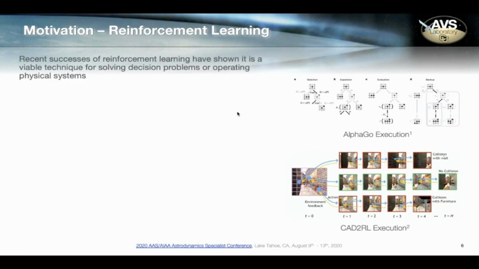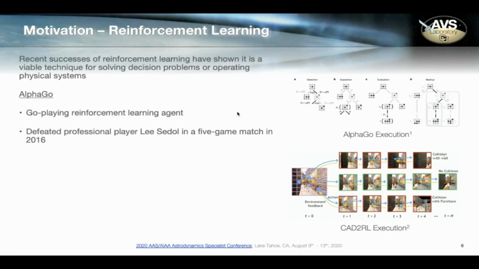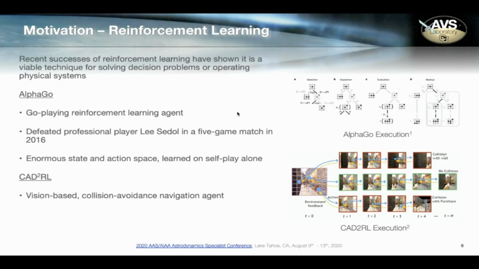Motivation behind reinforcement learning. Recent successes of reinforcement learning have shown it's not only a viable technique for solving decision problems, but it can also be used to operate physical systems. One of my favorite examples is AlphaGo, which is a Go-playing reinforcement learning agent that beat professional player Lee Sedol in a 5-game match in 2016, winning 4 out of 5 matches. This was a big success for reinforcement learning because it showed superhuman performance in an enormous state and action space learned on self-play alone.